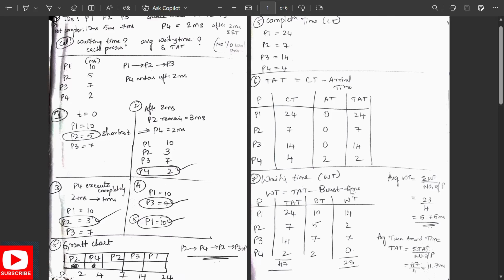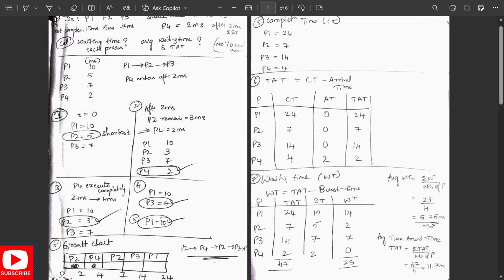burst time from TAT. Write down the TAT here, and the burst time is nothing but the given time, that is 10, 5, 7 and 2. Write it down and subtract it, and you will get the waiting time. To calculate the average waiting time, sum up all the waiting times, that is 14 plus 2 plus 7 plus 0, that is 23, divided by the number of processes, which is 4.